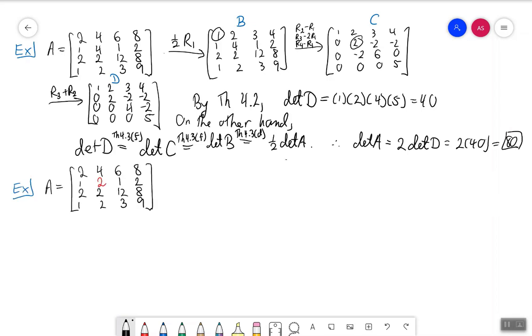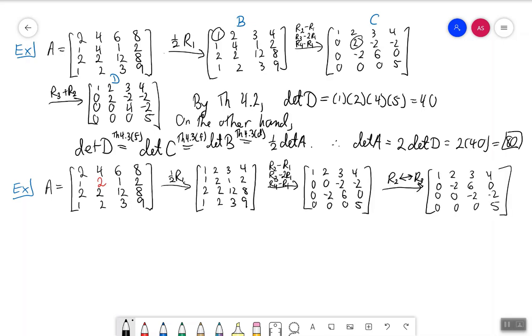Now let's look at this example. It's almost the same as the previous example, except I have a red 2 here in place of the 4 that was there before. Just as before, I can bring this into row echelon form, which for a square matrix will always be triangular. And now I can use theorems 4.2 and 4.3 to tell us that, first of all, the determinant of this matrix here is equal to 1 times -2 times -2 times 5.